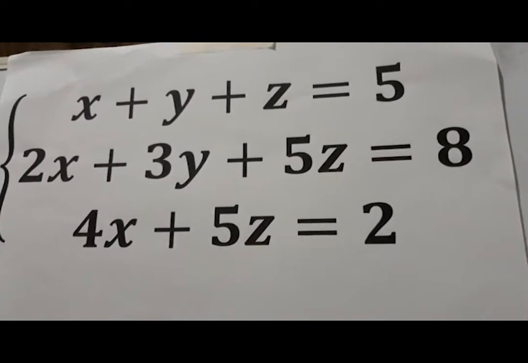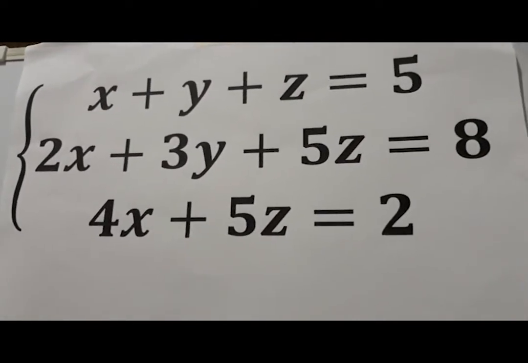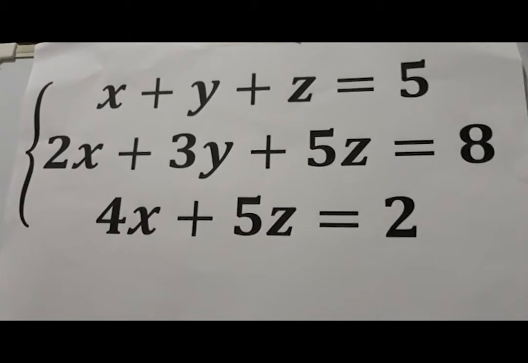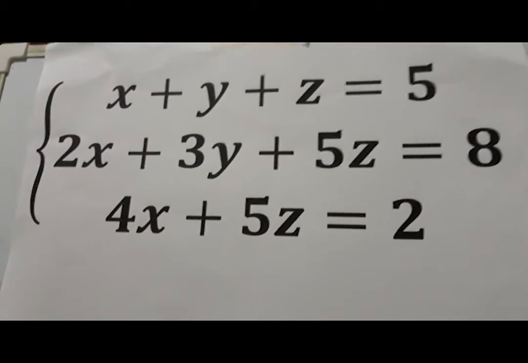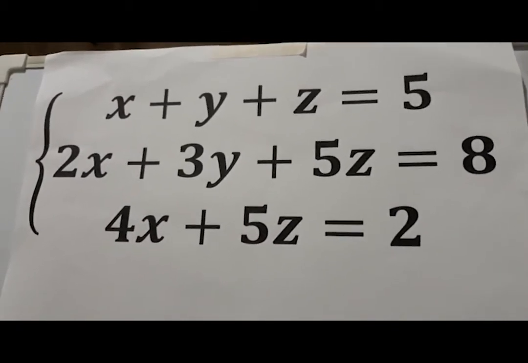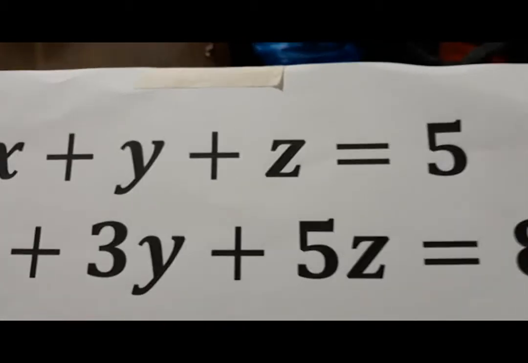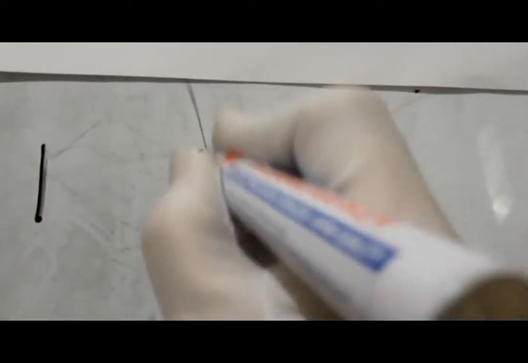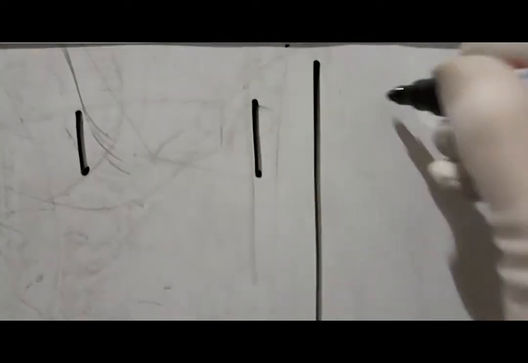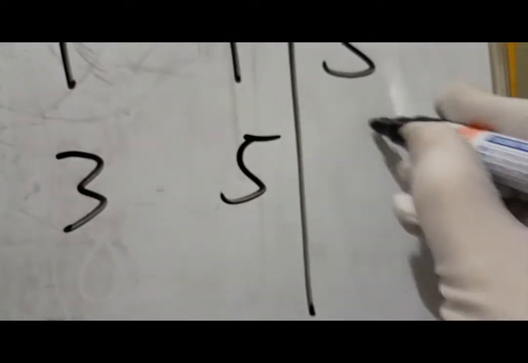Let us write the augmented matrix of this system of linear equations. By doing so, we just write the numerical coefficients of each equation. For the first equation, x plus y plus z equals 5, it is written as 1, 1, 1, then 5. For the second equation, 2x plus 3y plus 5z equals 8, it is written as 2, 3, 5, and 8.